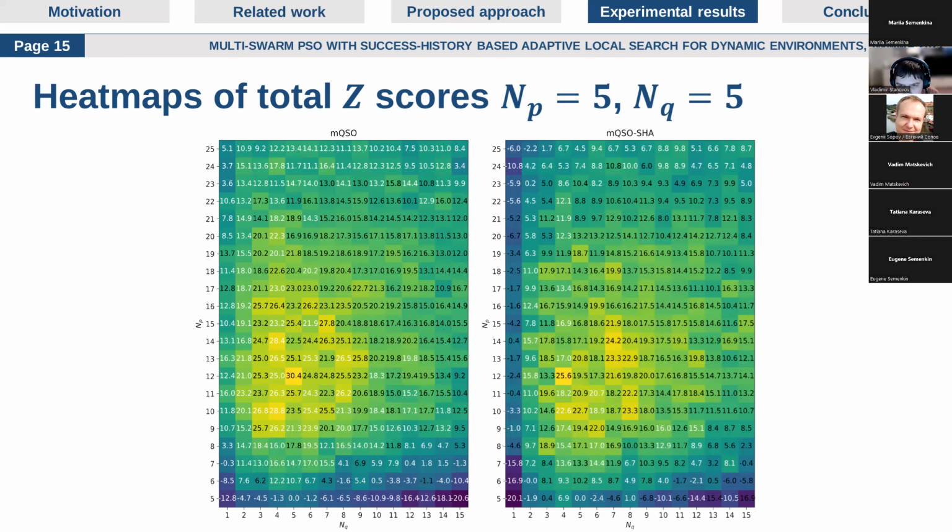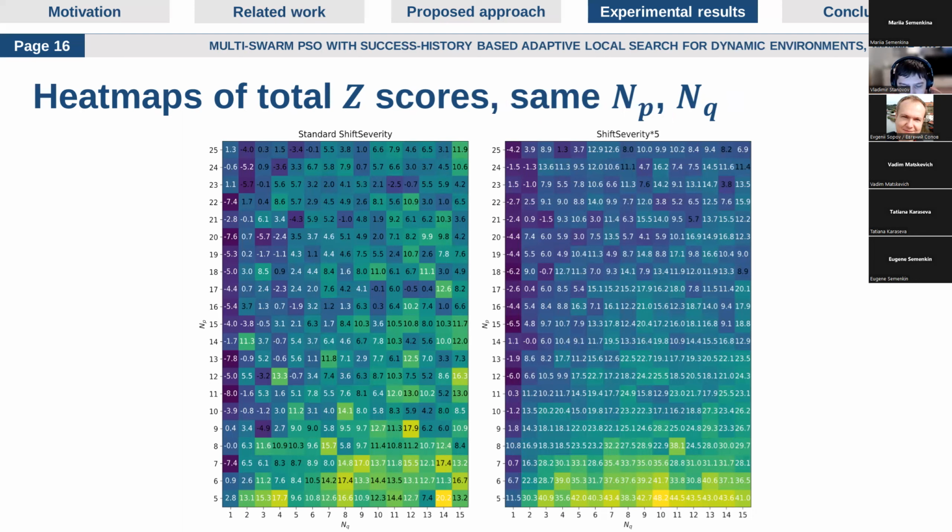On the right side, you can see the same effect, but with the MQSO SHA algorithm. And again, if we increase the number of individuals, the number of particles in the swarm, in the population, we get much better results. So there is some sweet spot around a population size of around 12 and around 5 quantum particles.